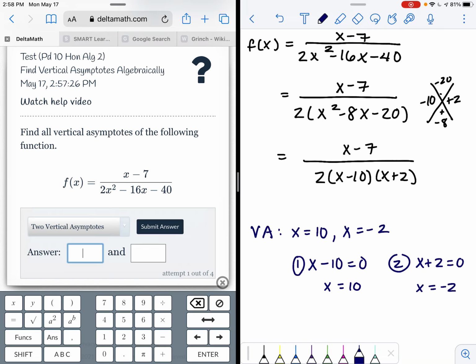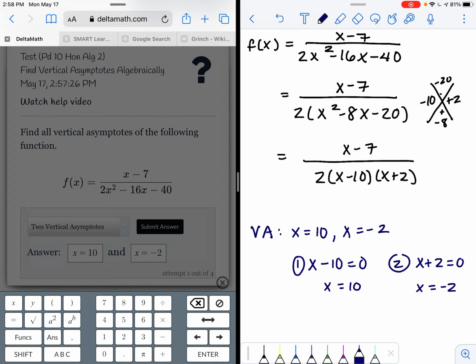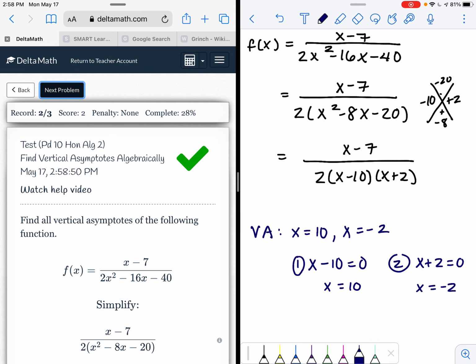So over in Delta Math, I would need to switch this to 2 vertical asymptotes. And then I have to type in the equation. So x equals 10 and x equals negative 2.